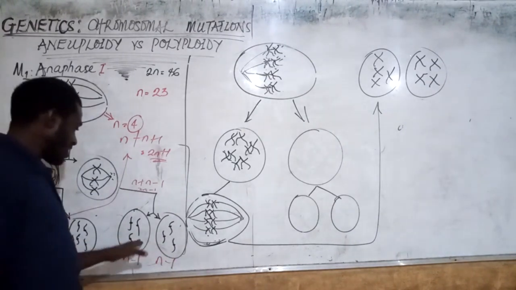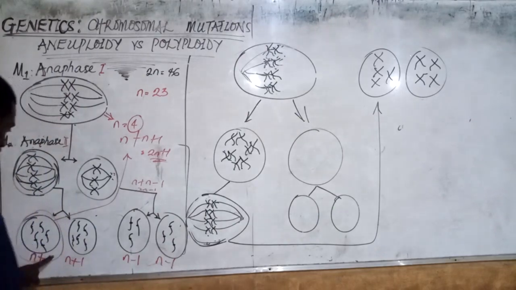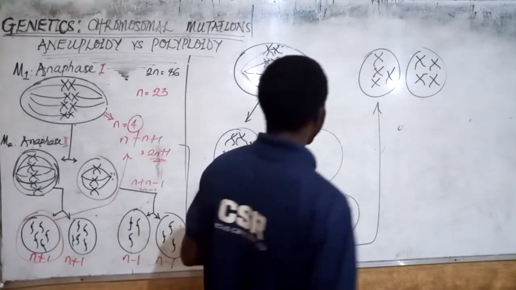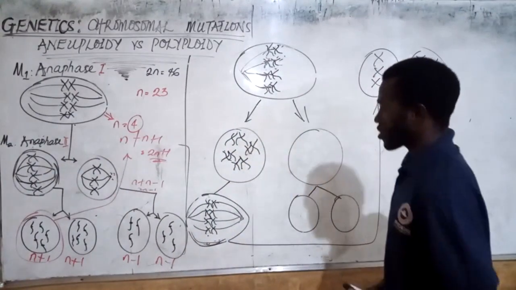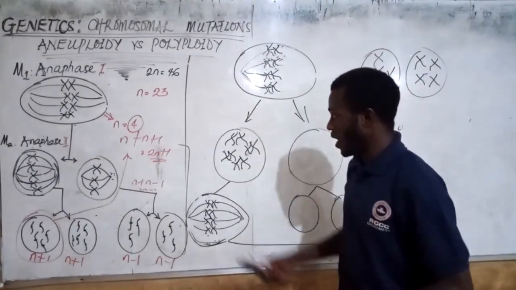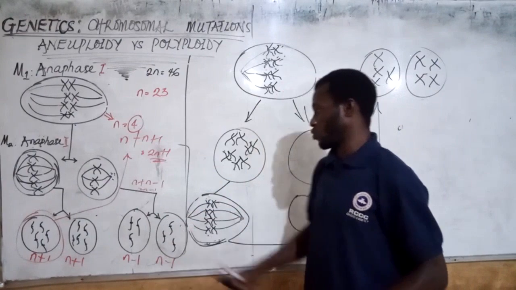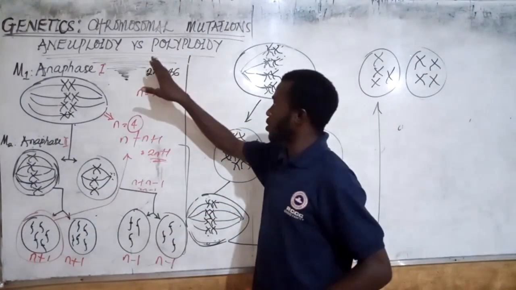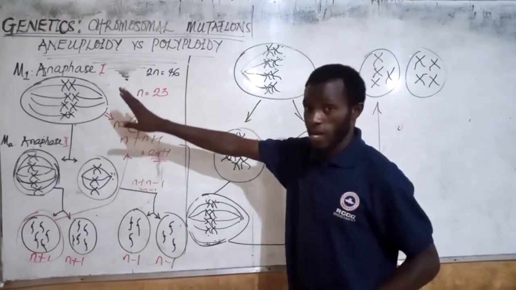Alright? If it fertilizes this sort, it's going to produce a normal zygote. While this one produces a 2n plus 1 zygote, this one produces a 2n minus 1 zygote. Now let's quickly get to polyploidy, because I'm going to explain some other things about aneuploidy.